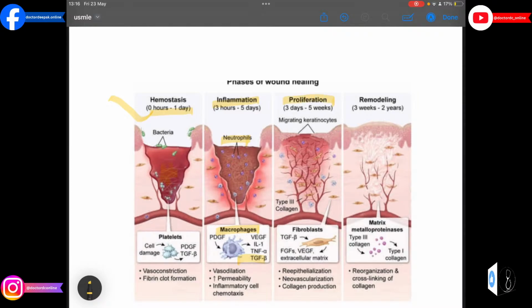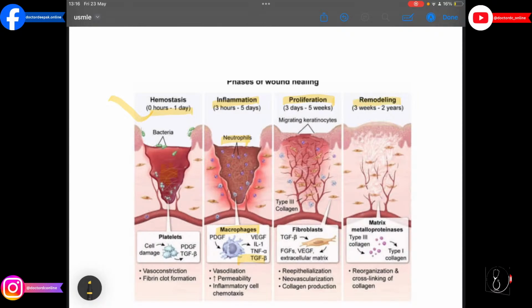In proliferation, there is epithelialization, fibroplasia, and angiogenesis. What is epithelialization? Keratinocyte proliferation and migration of new epithelial cells form a new superficial epithelium that acts as a barrier to bacteria. New epithelium will be formed. Second, fibroplasia means new fibrous tissue will be formed. And thirdly, angiogenesis means new blood vessels will be formed.